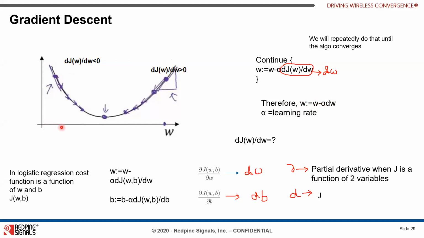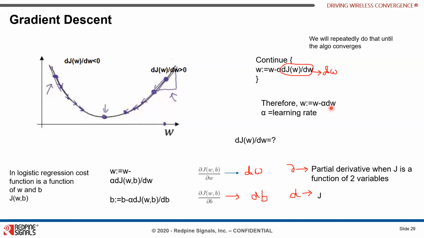Okay, so here w is increasing. In the negative slope here, the w is increasing. That means once the slope is negative, then we need to increase w to reach towards the final minimal point. In this way we update the w.